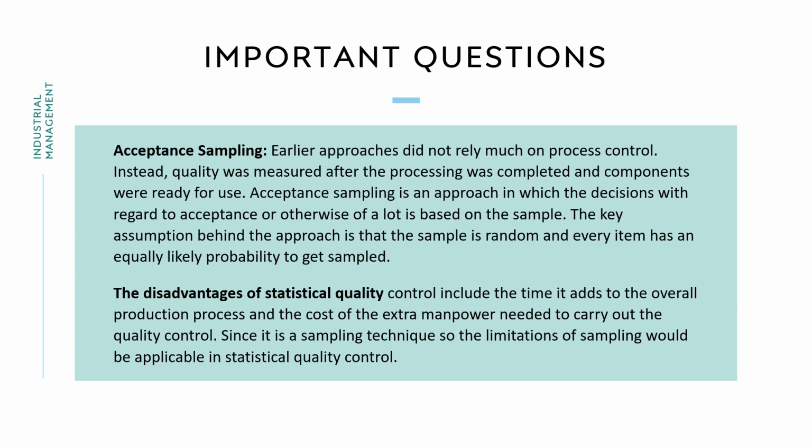The disadvantages of statistical quality control include the time it adds to the overall production process and the cost of the extra manpower needed to carry out the quality control. Since it is a sampling technique, the limitations of sampling would be applicable in statistical quality control.